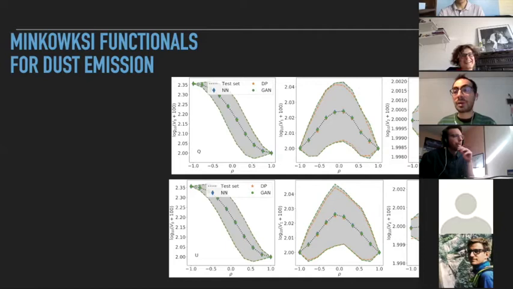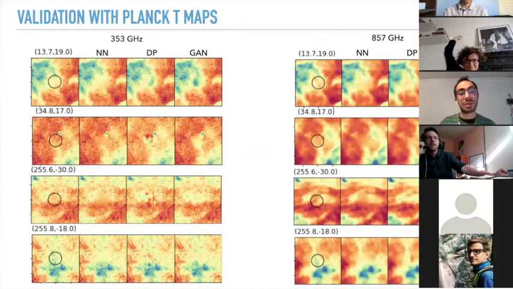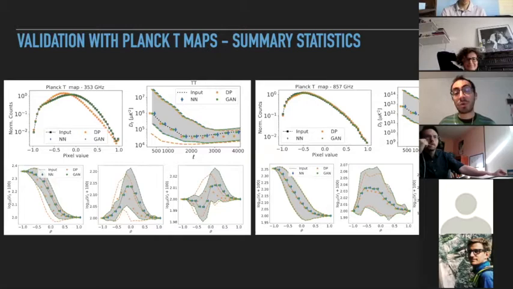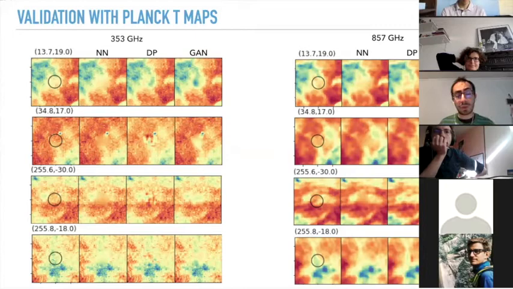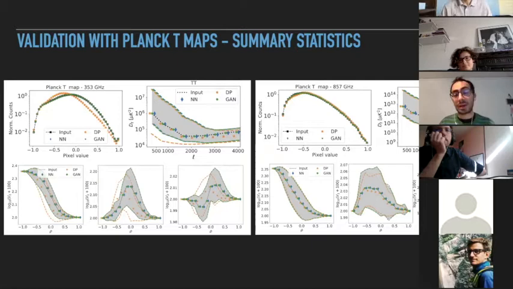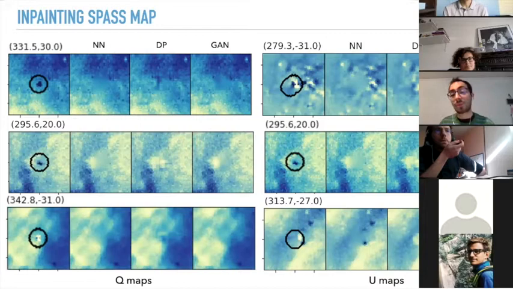So you see that this is the approach. We can also try on noisy maps like Planck, and the results are kind of consistent. The GAN is working pretty well. So there is no effect; the noise doesn't affect the results. In the end, we also inpainted a synchrotron map, the S-PASS map. And you see the results here, and the power spectrum.